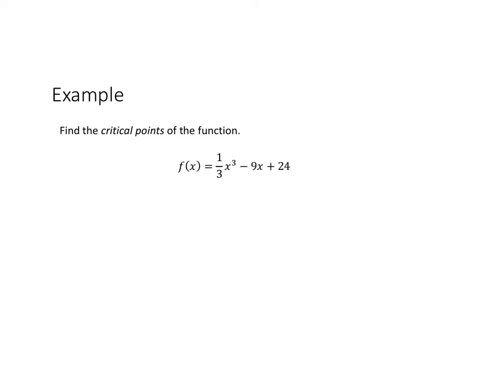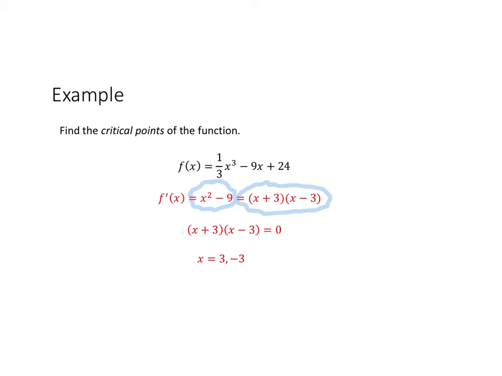So now let's look at an example. Let's say we want to find the critical points of this function: f(x) equals 1/3 x cubed minus 9x plus 24. We're simply going to take the derivative of this function, and it comes out to be x squared minus 9, which can be factored into (x plus 3)(x minus 3). If we set that derivative equal to 0, that will define the critical points. We can see here now that the critical points for this function are 3 and -3. This is where the first derivative is 0.